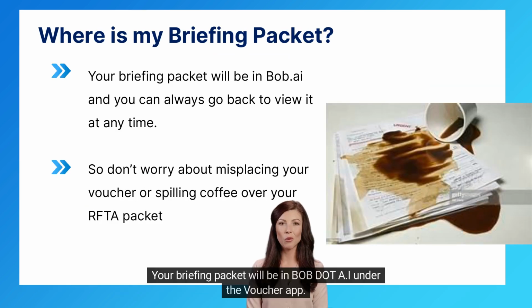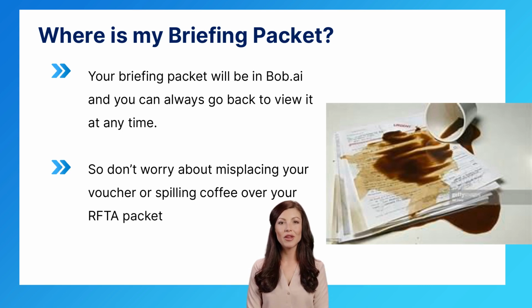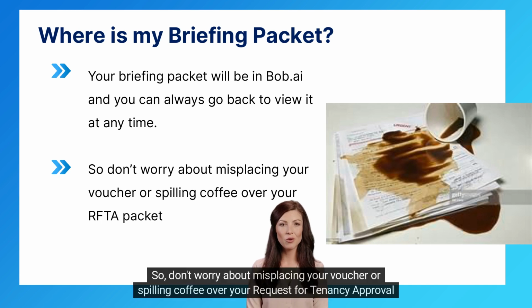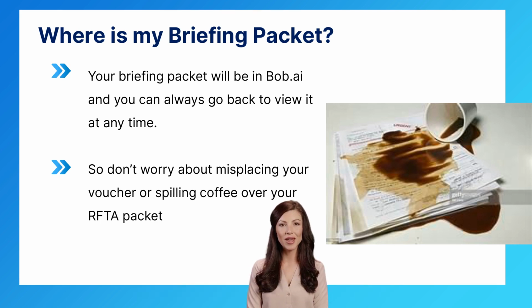Your briefing packet will be in Bob.ai under the Voucher app. You can always go back and view it there at any time. So don't worry about misplacing your voucher or spilling coffee over your request for tenancy approval packet. It will always be available to you 24/7.